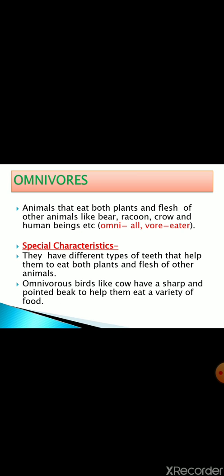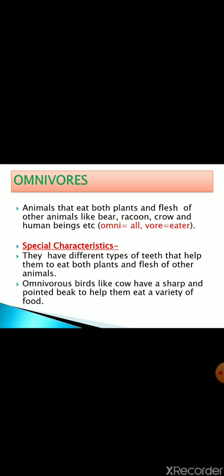Next is omnivores. Omni means all. So wherever there is the prefix omni, that means we are talking about all or everywhere. So omni means all, and the word is eater. So anything which can eat everything, or all eater, we call them omnivores. So which kind of animals will come in omnivores? Those who can eat plants and also the flesh of other animals. For example, bear, raccoon, crow, and human beings.